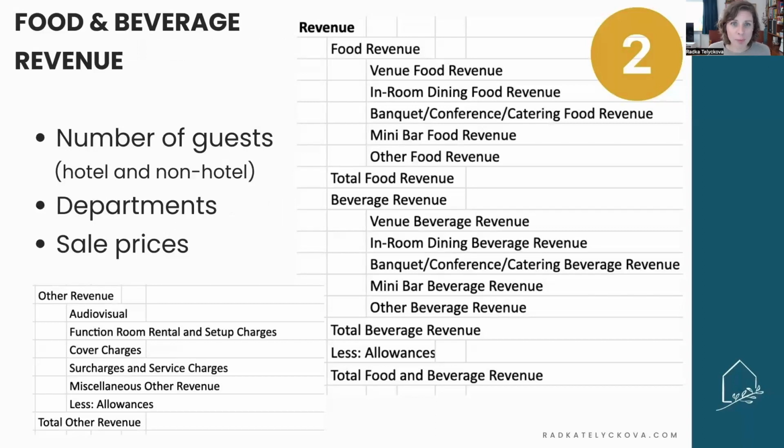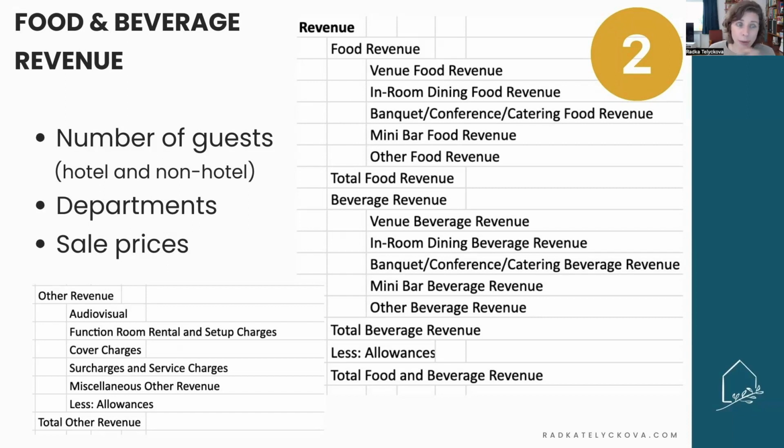The second department is the food and beverage department. So we will need the number of guests. As I mentioned, we will need to craft our business plan. So you need to really use your brain to start thinking: how many guests do I want to have in a hotel? How many events would I like to have in a hotel? How big should the events be? For how much am I going to sell those events? What kind of events?